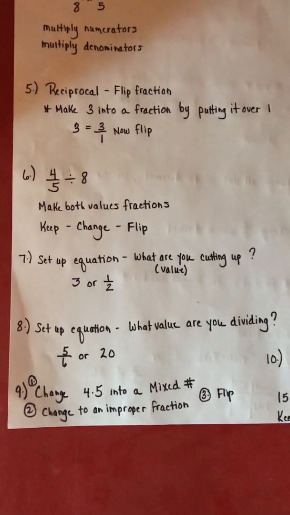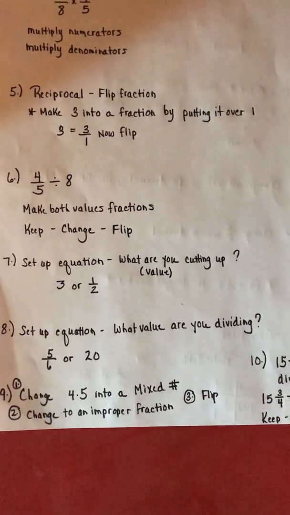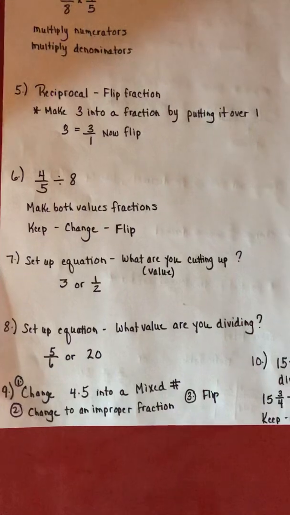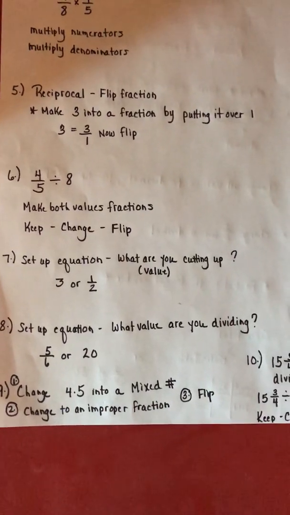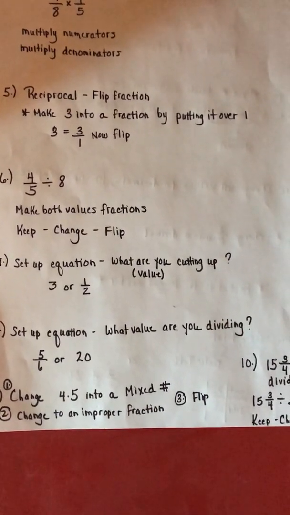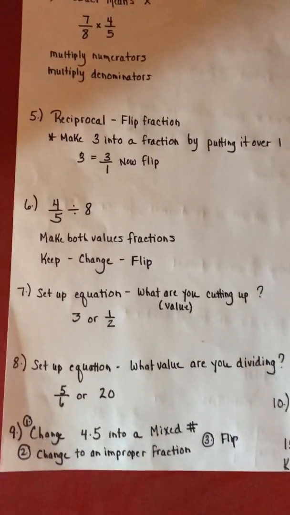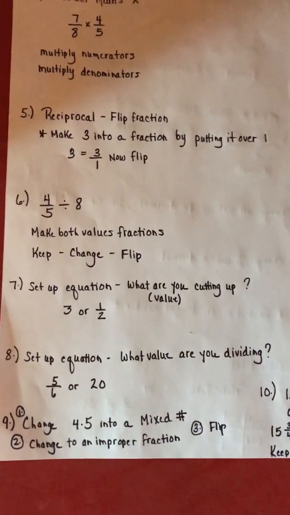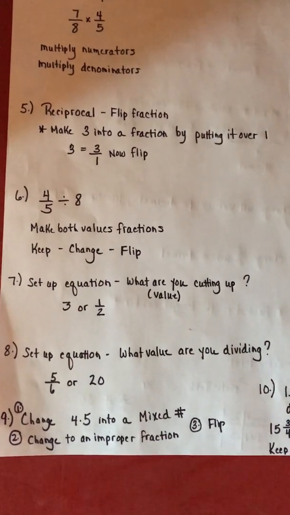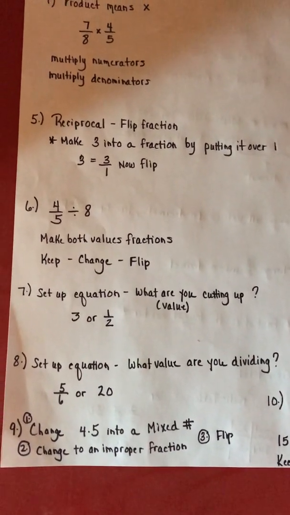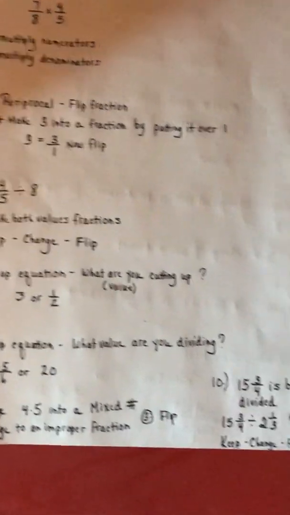Number 9, you have to find the reciprocal of 4 and 5/10. Well, it's a decimal, so first thing, you have to change it into a mixed number. Then once it's a mixed number, you have to change it into an improper fraction. Then when you get it into an improper fraction, you can flip it. So there's a lot of steps for that one.